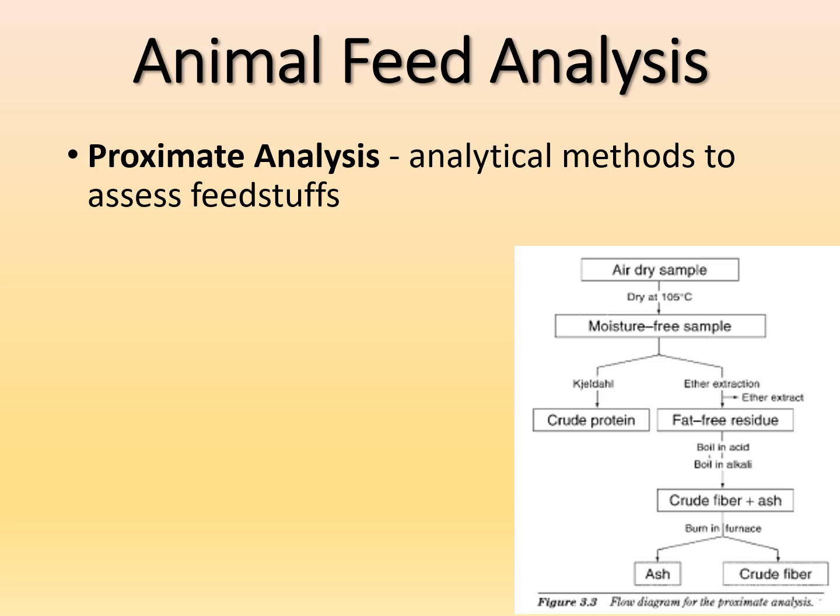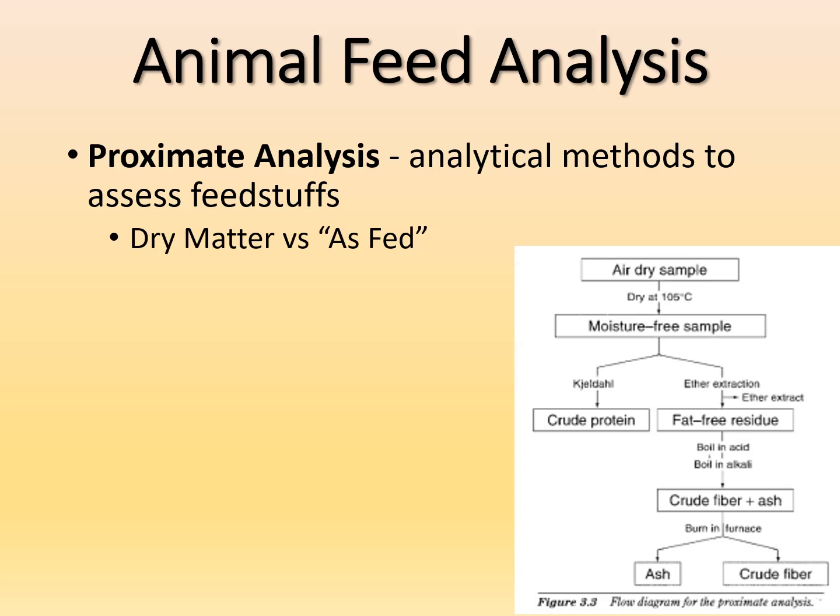So now we're going to talk a little bit about how we actually analyze animal feed. The process is called proximate analysis. Essentially it's an analytical method to assess and compare feedstuffs. And it's proximate, meaning it's not exact. Usually it gives you a percent of the animal feed that is that certain nutrient.